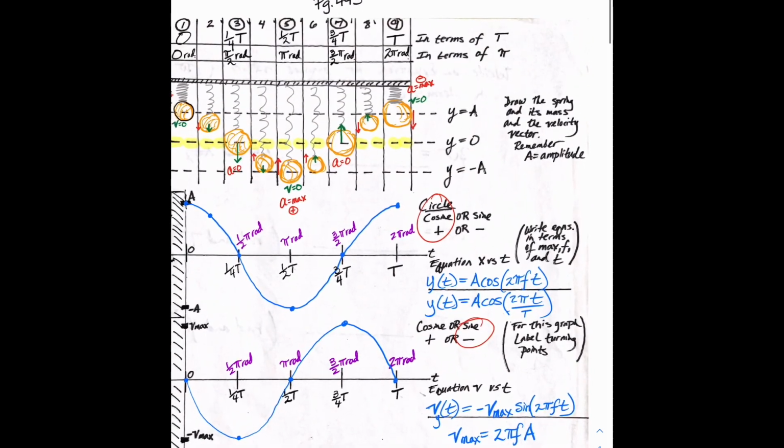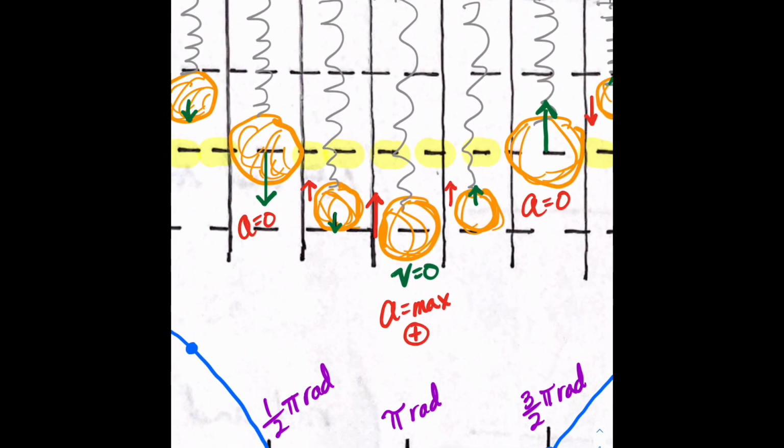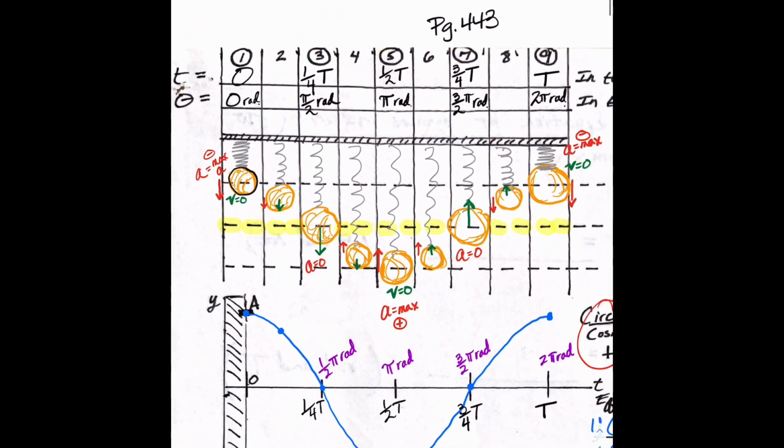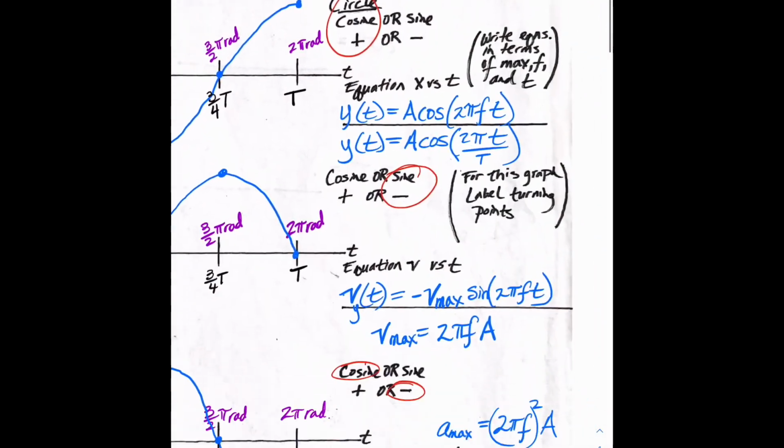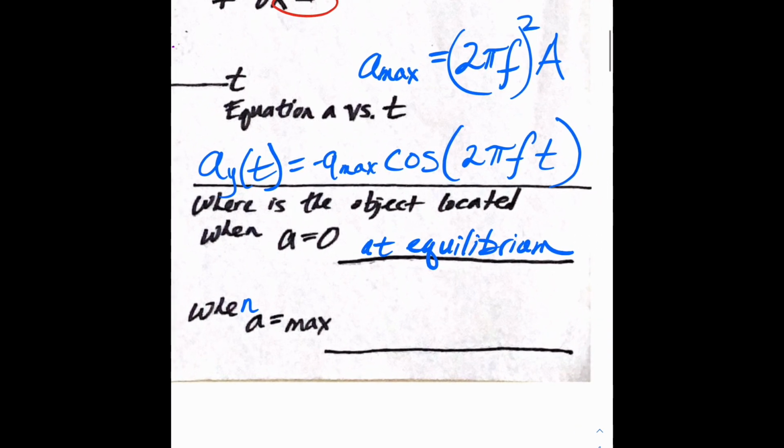If we go back up and look, we see that the object is at the yellow dotted line when acceleration is 0. And acceleration is at a maximum when it's at an amplitude away. So where is the object located when a equals 0? We can say at equilibrium. And when a equals a maximum, this is when the object is displaced the maximum displacement away, which is an amplitude. So we could say at an amplitude from equilibrium.